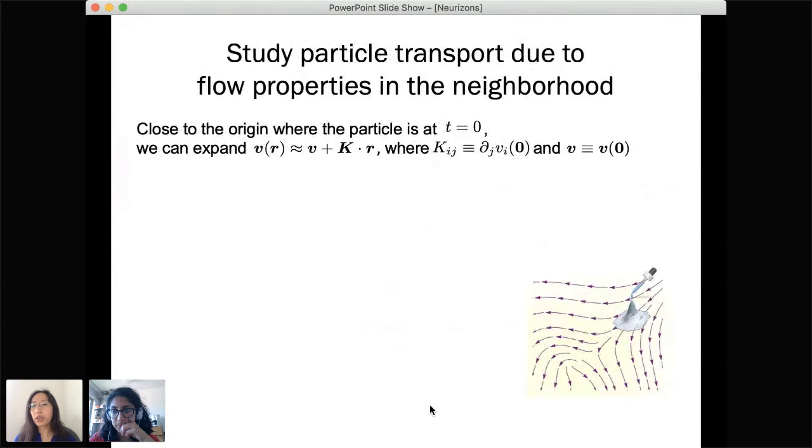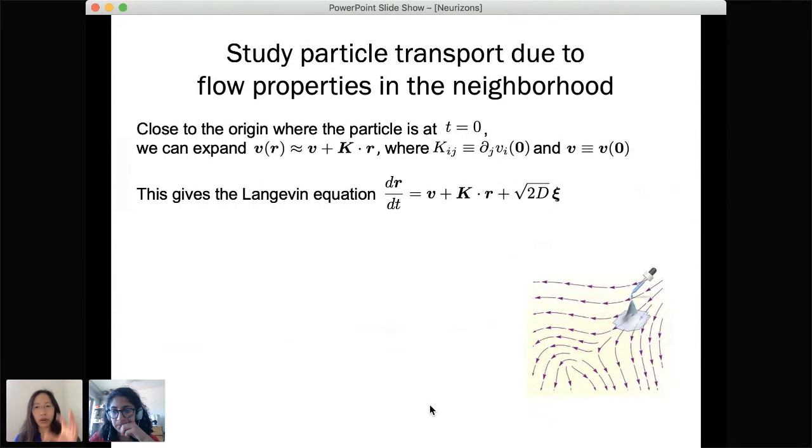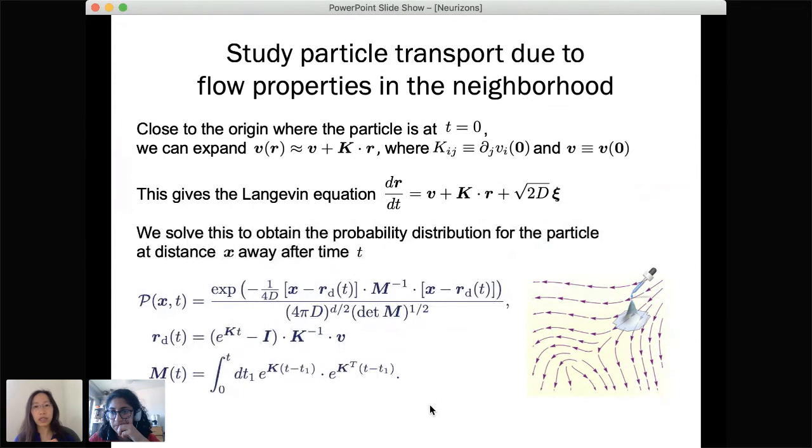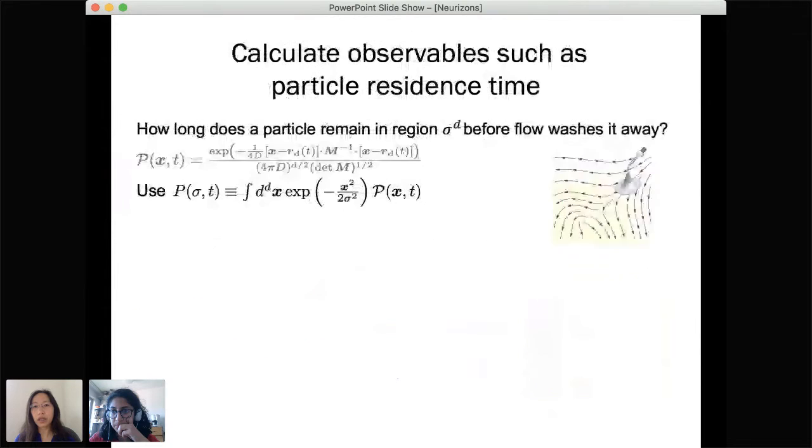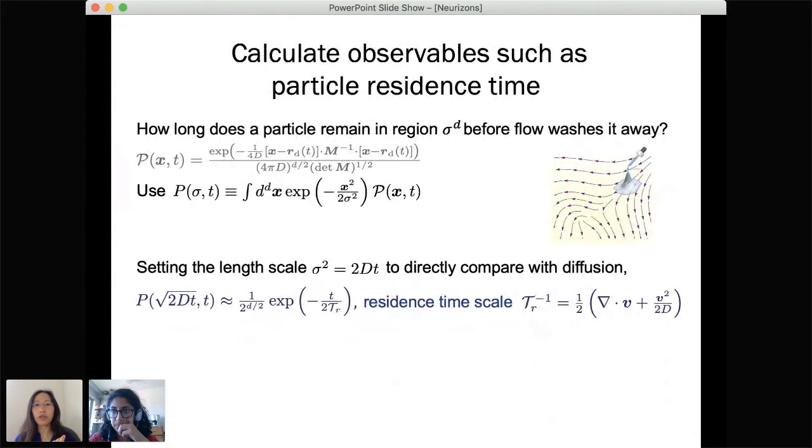And then we can look in very complex flows, and look in particular in little neighborhoods by using a Taylor expansion, and we can solve for the probability distribution of that particle. And then we can also ask what is the residence time. So essentially, if you have a particle in, let's say, a very complex flow, is it going to stay here for a long time? Is it going to get washed away very quickly? And what happens when it reaches, let's say, a complex region like this? Will it stay here, or will it move away very quickly?